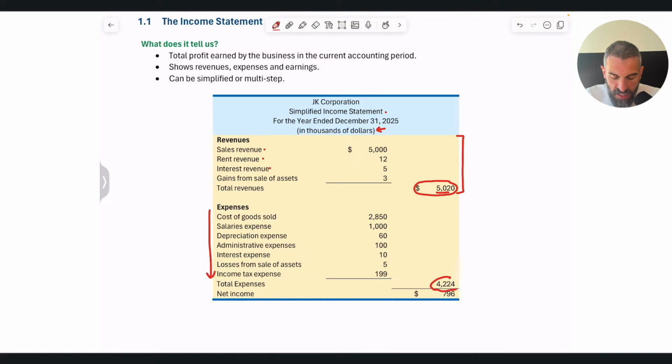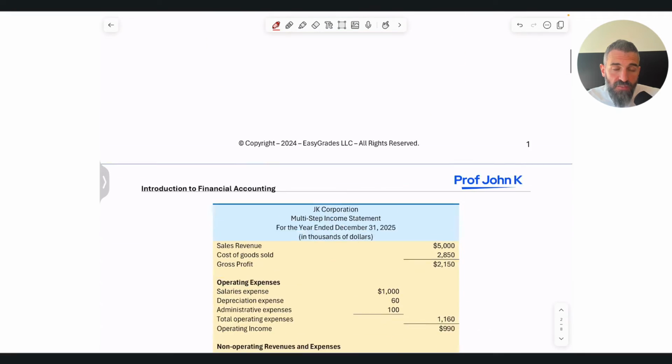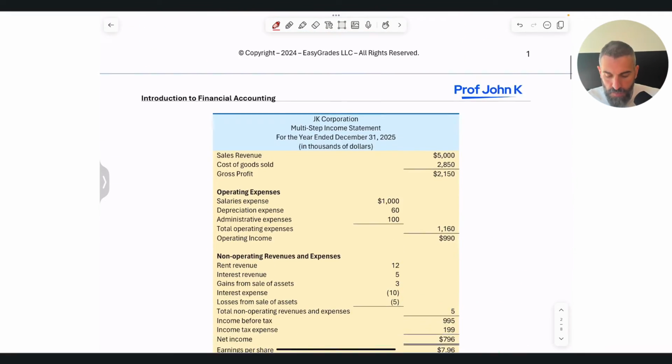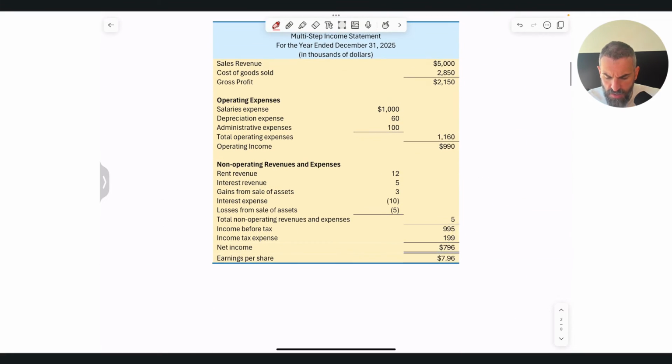And then we have expenses. Again, all of the company's expenses. For this company, if you added up all their expenses, they totaled just over $4 million. So the profit here is $796,000. Now, normally what we see, and what you guys are going to have to get good at for your exams, is to make a multi-step income statement. So I'm going to show you what this is here.